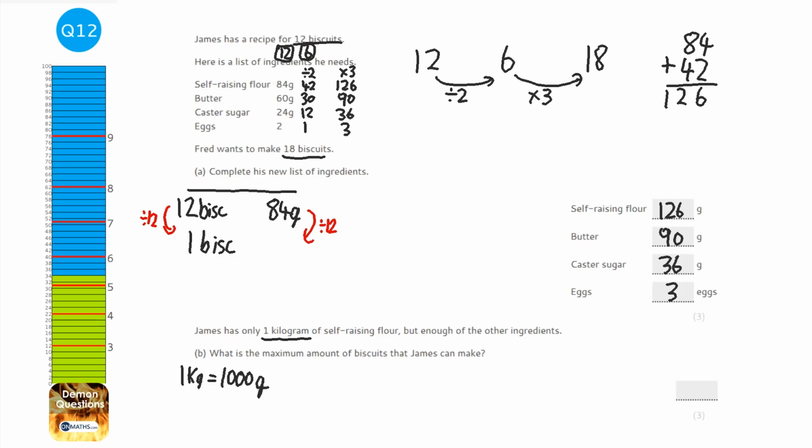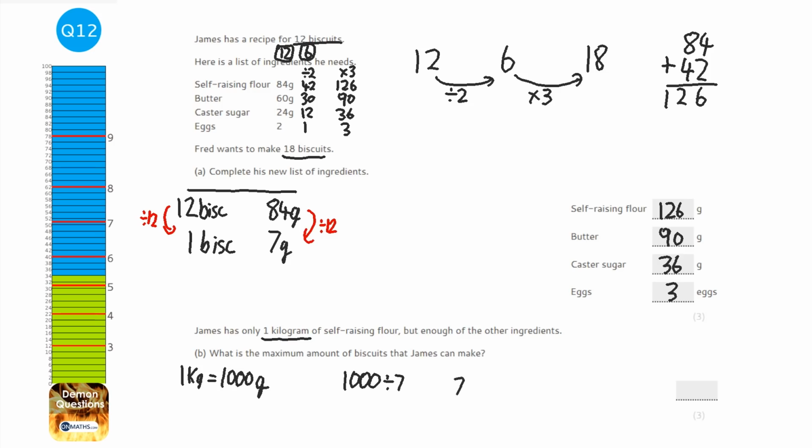So it's 84 divided by 12, which you can do any method you want. The answer will be 7 grams. So 1 biscuit's going to be 7 grams. And now we've got 1,000 grams. So what we want to do now is work out how many 7s there are in 1,000. So we need to do 1,000 divided by 7. And this isn't the only way of doing this. To do 1,000 divided by 7, you could just keep going through the 7 times table. You might start off with 7 times 100, which is 700, and keep going there.